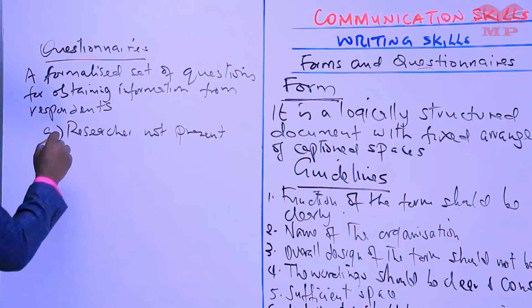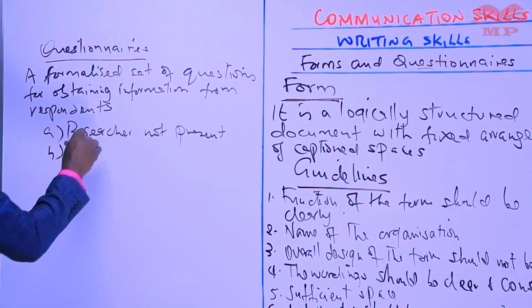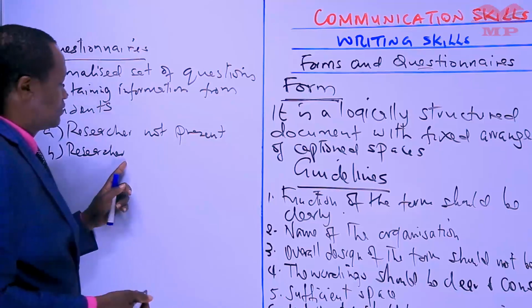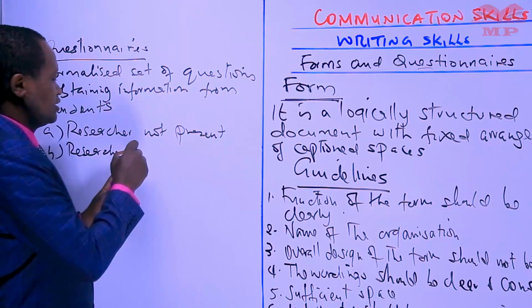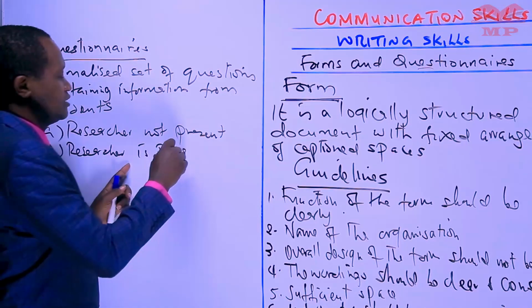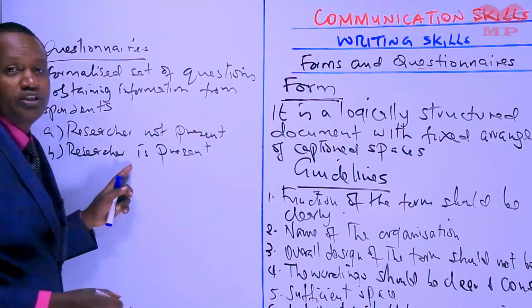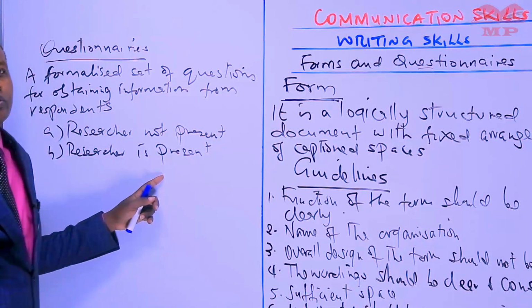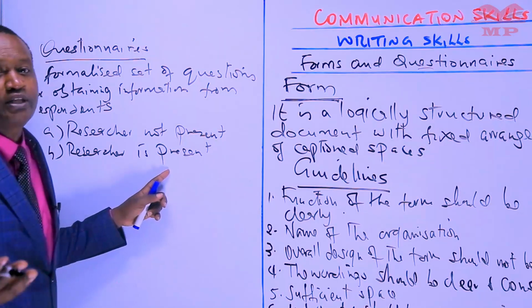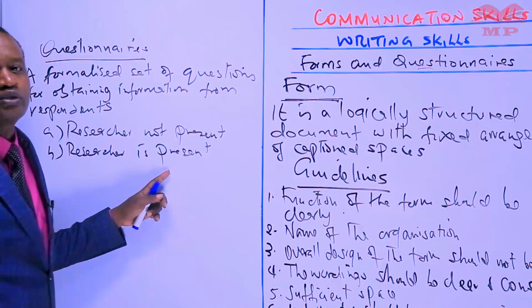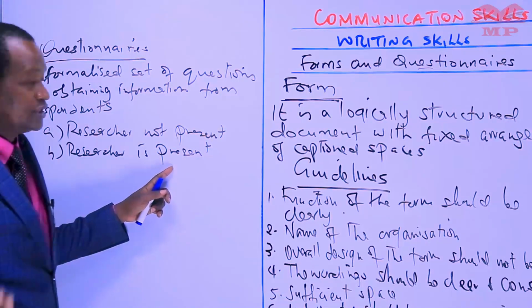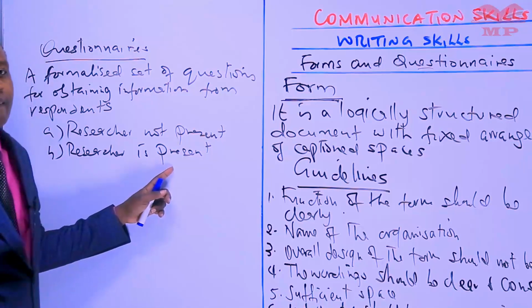Another way is when the researcher is present. The respondent can fill in the form when the researcher is present. That's another way in which questionnaires can be filled by respondents. Respondents could be asked to complete the questions by verbally responding in the presence of the researcher.